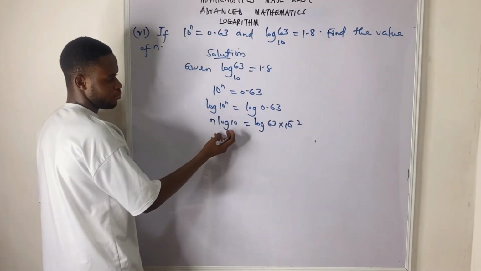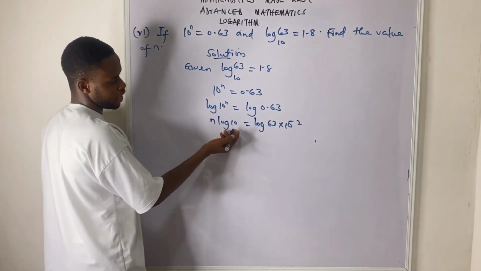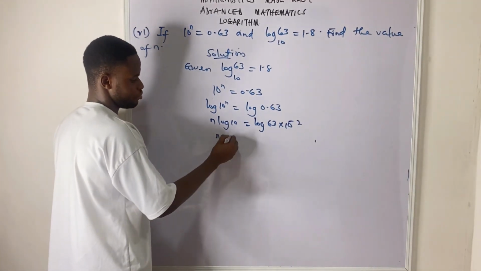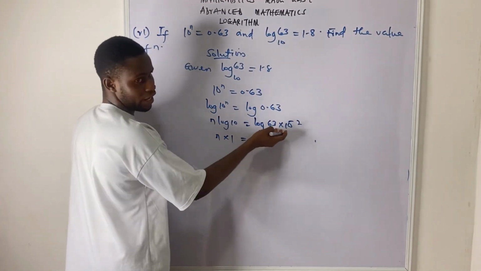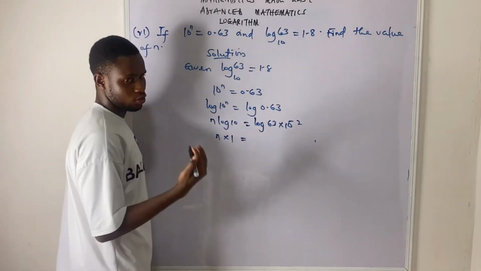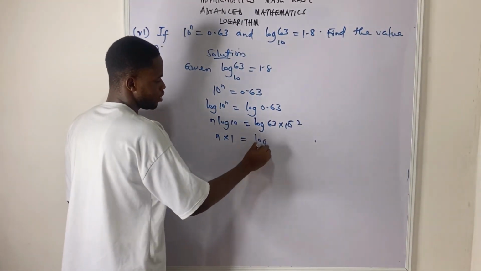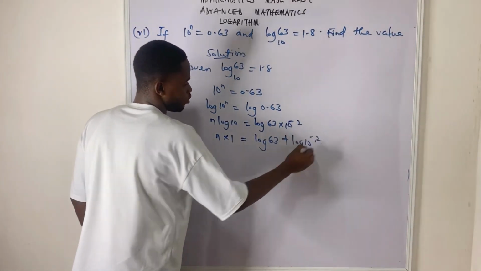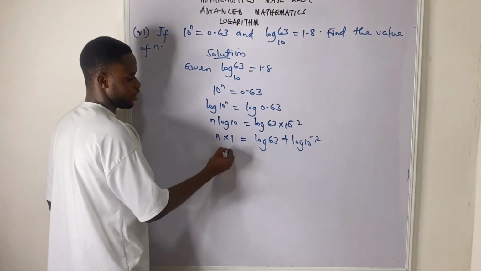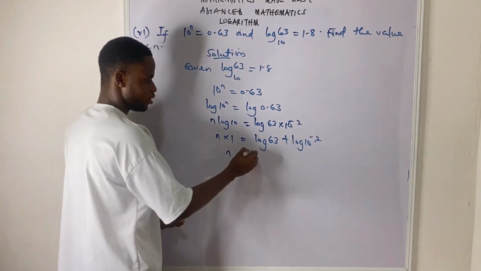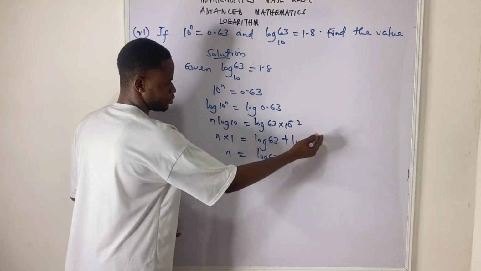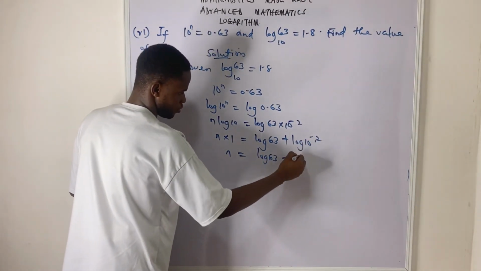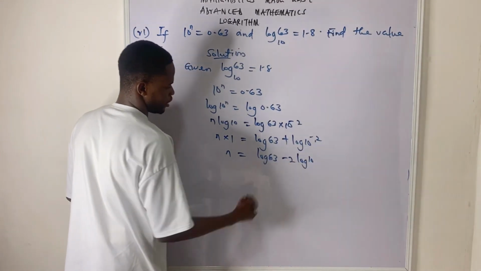And from here you can see log 10 base 10. Since this is common logarithm, even though there is no base written, you should know it's base 10. So log 10 base 10 is 1. So we're having n times 1 equals, apply your logarithm rule here. Multiplication will change to addition, don't forget that. That will be log 63 plus log 10 raised to the power minus 2. And n times 1 is n, so n equals log 63. The power here will change, we multiply the logarithm, so we're having minus 2 log 10 base 10.